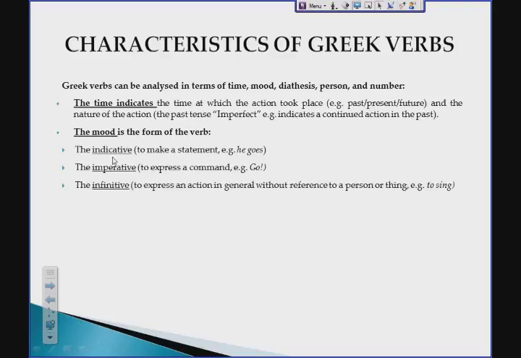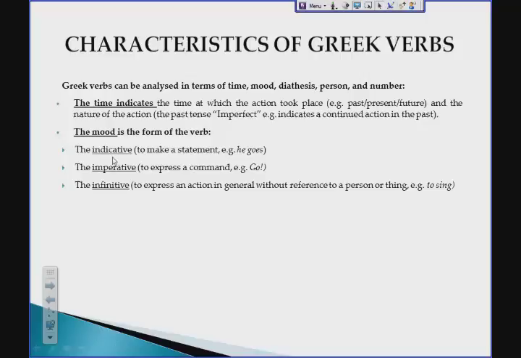And third, you also have the infinitive in Greek. Now this mood, we use it to express an action in general without reference to a person or a thing. For instance, to go. There is no person involved. And that example, to sing. It's just an action. It's not even referring to any person or a thing. It's just a form of a verb, which in Greek we are going to use more for indicating your reason, your purpose, and so forth. So that is why under Greek verbs, this mood is very, very important.